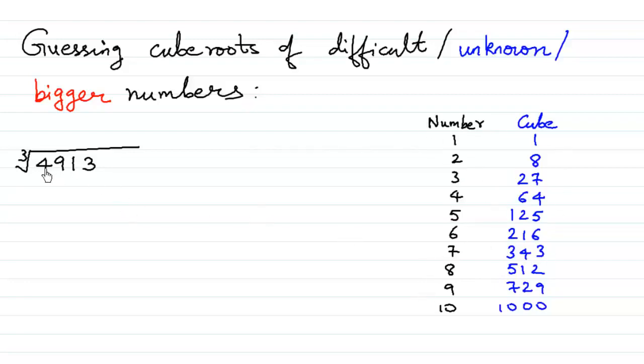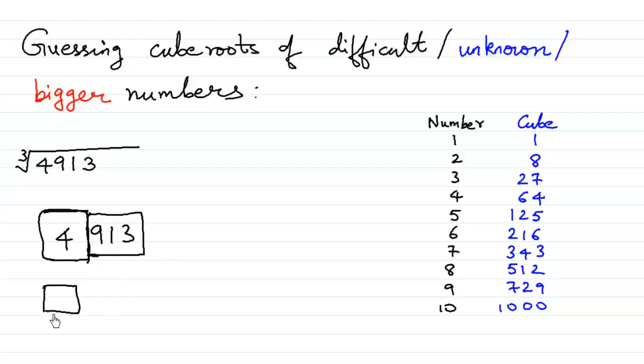So let's take the first number. What is the cube root of 4913? We write 4913, and then we make groups of 3 digits at a time. So this 4 will be in one group and 913 will be in the second group. This tells us that our answer will be a 2-digit number.